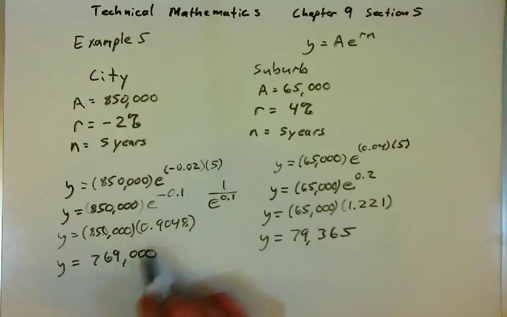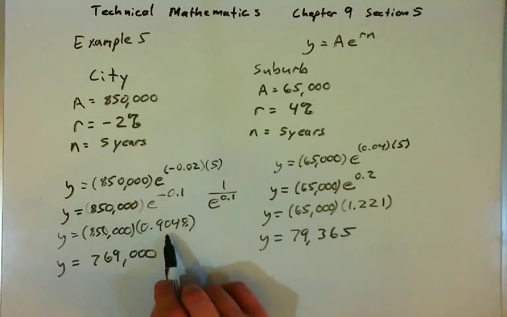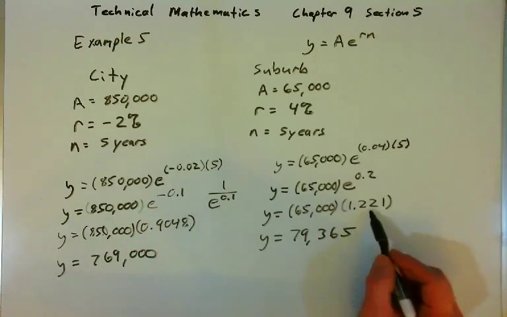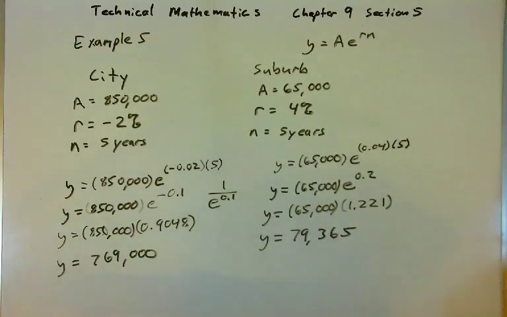And because this number was less than 1, the population declined. And again, this number was less than 1 because the exponent was negative. This one was greater than 1 because this exponent was positive.